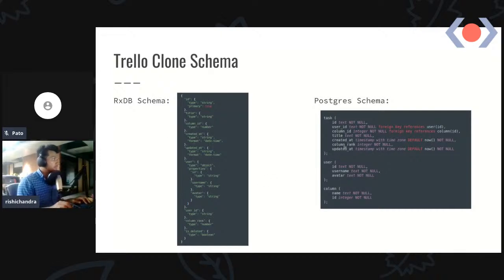And on the left, we have the RxDB schema. As you see, we have only modeled the task table in RxDB. This is because user and column tables don't contribute to the core functionality of the application. Since we are building a Trello clone, the core functionality of the application is managing the tasks, moving them around, updating them, deleting them, and so on. So it will be pretty much enough to model the task table in RxDB. And as you see, there is a one-to-one mapping, so the sync will be very efficient.